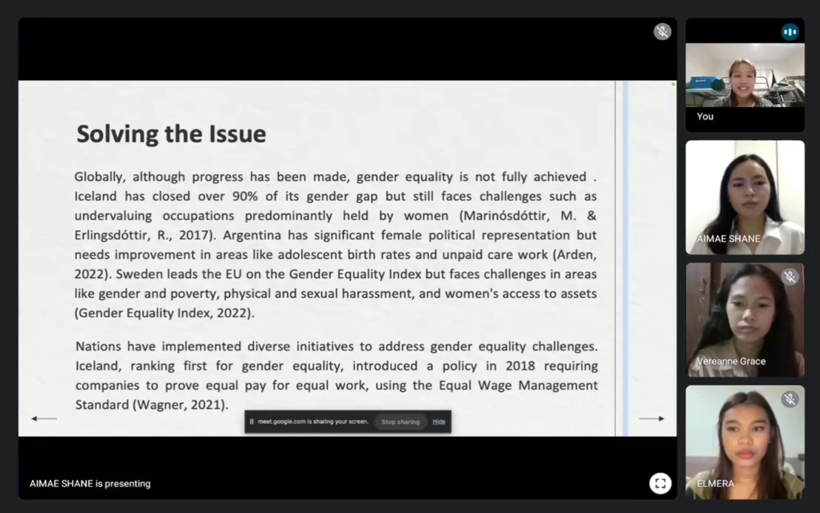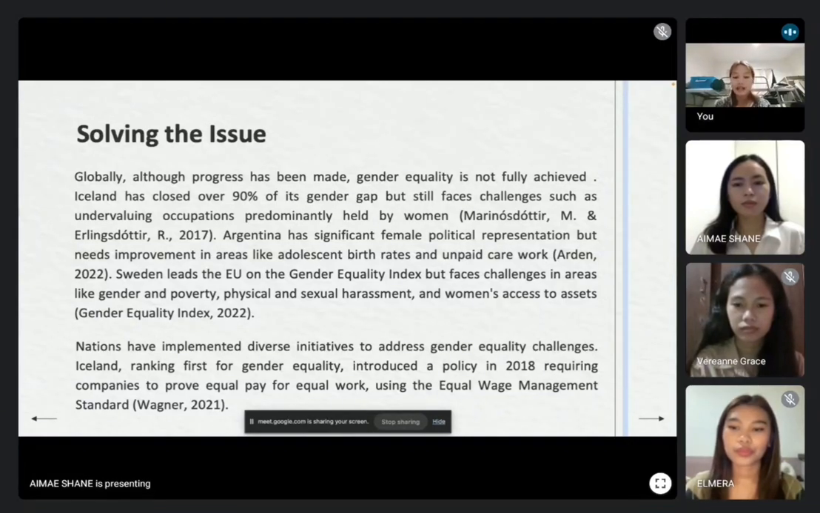political work persist. Sweden was the first country to implement parental leave in 1974, giving parents 480 days of paid leave, encouraging shared child-rearing responsibilities. Sweden leads the EU Gender Equality Index but still faces challenges like gender-based violence and unequal access to assets for women. In the Philippines, the Philippine Commission on Women implements the Gender Equality and Women's Empowerment Plan.